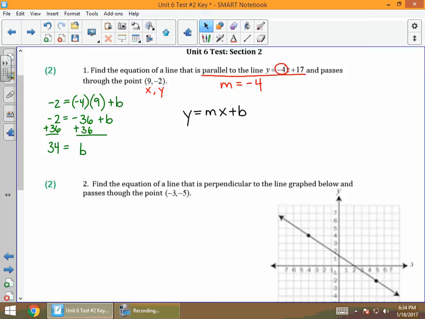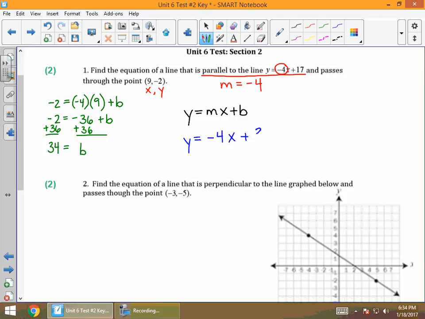So my equation, that final answer, what am I looking for? It's y equals mx plus b. So y equals the m value, negative 4, x plus the b value, which is 34. So the 2 points, if you had negative 4x in there, in your equation, you got a point. If you had the 34, you got the other point. So y equals negative 4x plus 34.